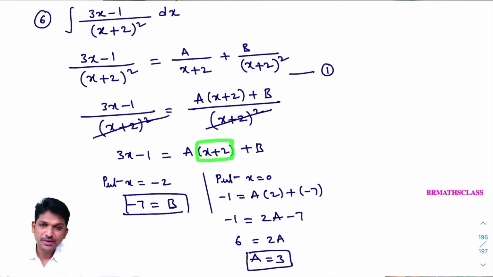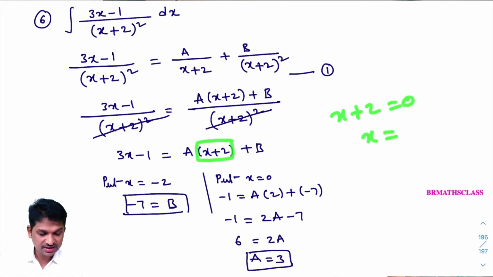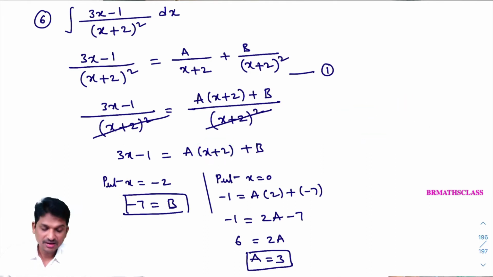Here, I want to make this term 0. X plus 2 equal to 0. X plus 2 equal to 0 means what is x? X is minus 2. Right? So if I want b value, I want to make this term 0. To make this term 0, you equate this to 0. You will get x equal to minus 2. That minus 2 I am substituting in this equation.